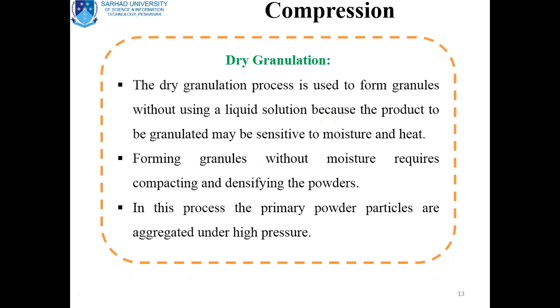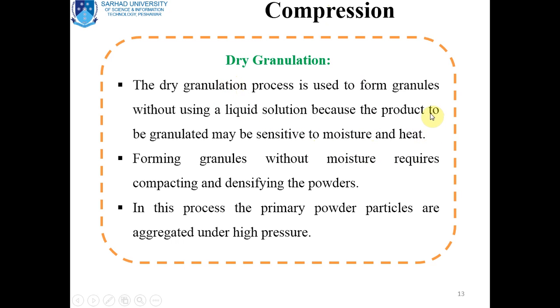Another way to prepare granules is termed dry granulation. The dry granulation process is used to form granules without using a liquid solution, because the product to be granulated may be sensitive to moisture and heat. We have to add some quantity of liquid in wet granulation, but if the material is sensitive to moisture, then the dry granulation process will be preferred.